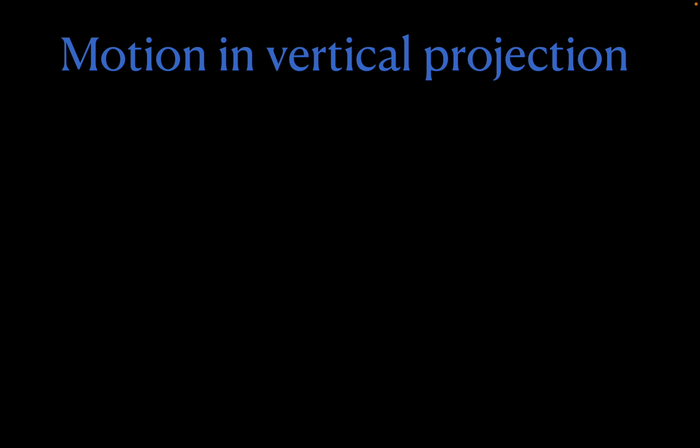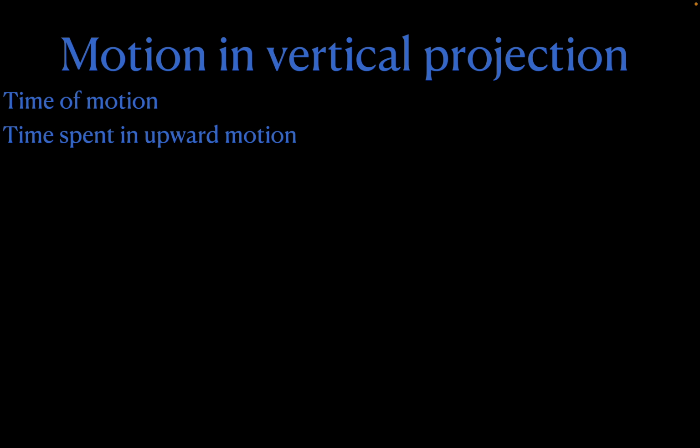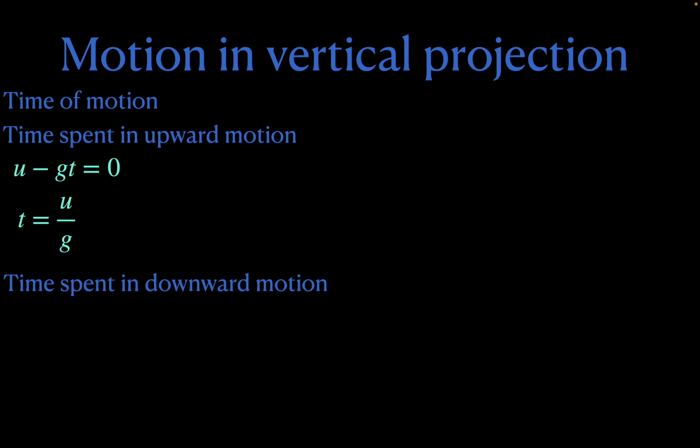If we put the value of t equals u upon g, we will get h equals u square upon 2g. Now let's calculate the time of motion. The upward time of motion is evaluated by equating the velocity to 0, and this will come as t equals u upon g. The time involved during the downward motion can be calculated by equating the displacement, which is the same for upward and downward motion.